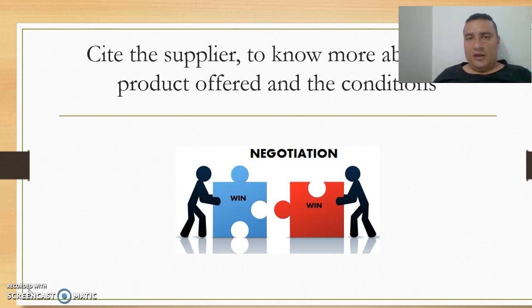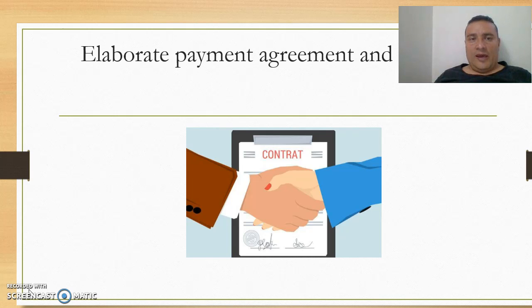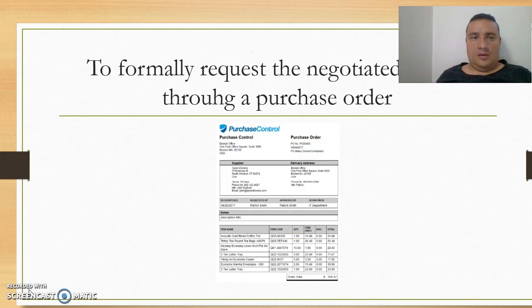Cite the supplier to know more about the product offered and the conditions. Elaborate payment, agreement, and contract. To formally request the negotiated article through a purchase order.